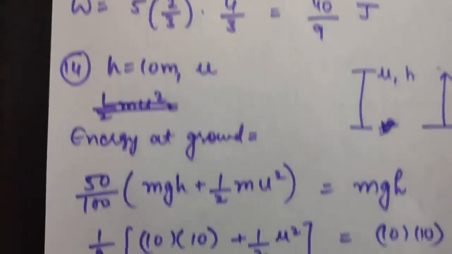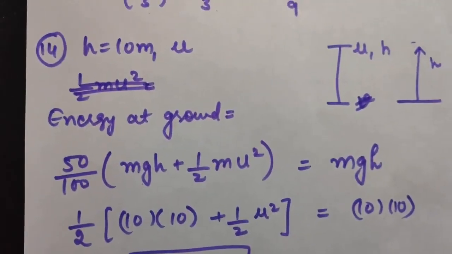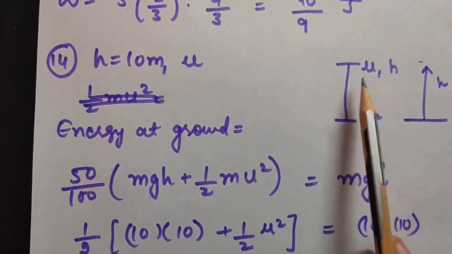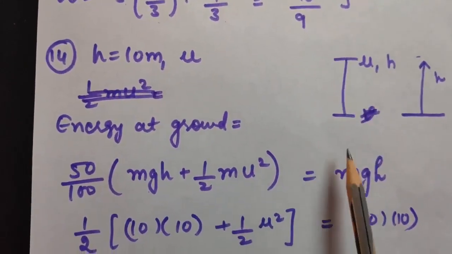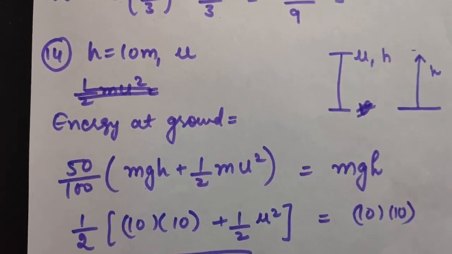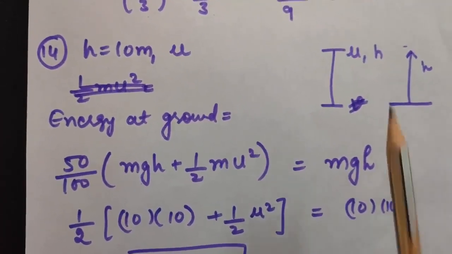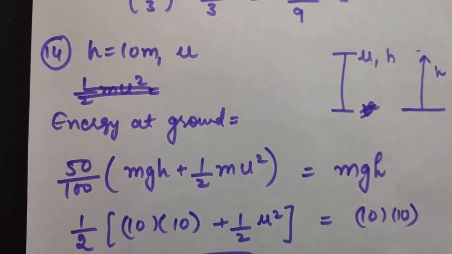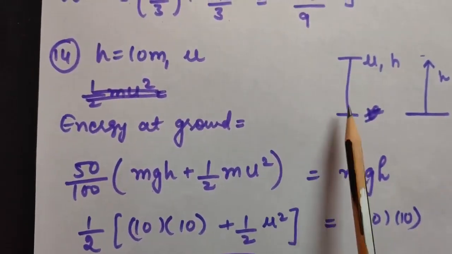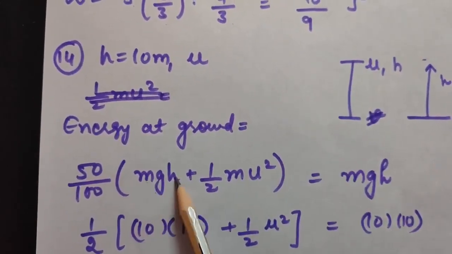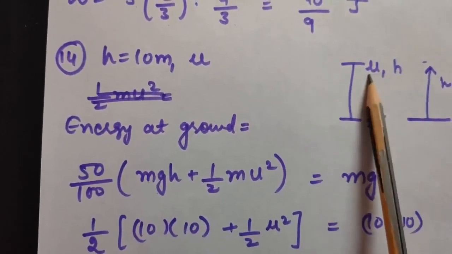Okay, so next is question number 14. It says that there is a ball which falls from a height h with initial speed u. After striking, it loses 50% of its energy and it rises to the same height. Then you have to calculate the value of u. Okay, so first of all, let us calculate what will be the energy here. At this point, energy would be mgh due to height plus half mu square.